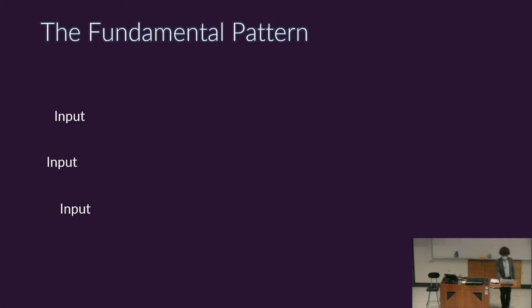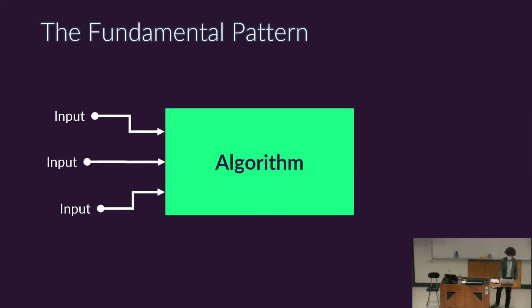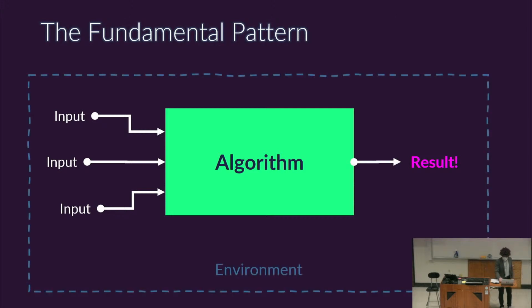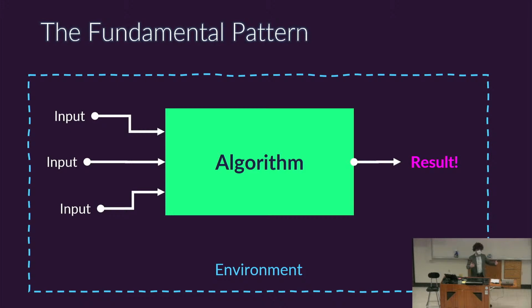At the beginning of the semester, we spent some time thinking about this fundamental pattern in computer science, right? Some inputs are fed into an algorithm that generates some expected result, hopefully. And all of this is happening within some kind of environment. You've seen this come into play in many different stages of the semester where you've written functions that take some inputs, return some value, and maybe they impact the environment in some way.